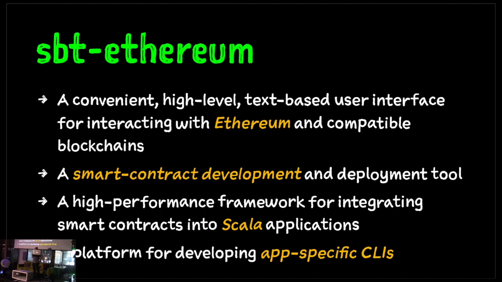What is SBT Ethereum? It's a text-based application. It's not exactly formally a command line application, because in formal Unix speak, a command line application is something that runs on the shell with switches. It's an interactive text environment that can be used to interact with smart contracts that are already on the Ethereum blockchain, very straightforwardly. It can be used to develop and deploy your own smart contracts. If you are a programmer, it can also be used to write programmatic tests and to integrate smart contracts in a very high-performance way with Scala applications.